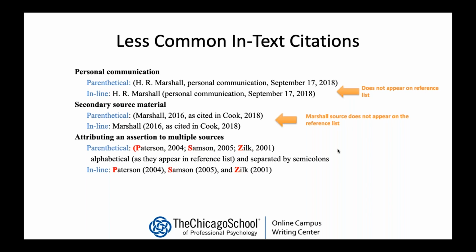When you're putting multiple sources into the same parenthetical citation, here's what that will look like. You'll list them alphabetically or as they appear in the reference list, so not chronologically. You're not going to list them by the year they were published. You're going to go ahead and list them by the alphabetical order of the last names. So they should appear essentially exactly how they are in the reference list for ease of finding them. Jacqueline wants to know, is Marshall the book you're reading from? No, so in the secondary source material, you are reading Cook, and Cook has cited Marshall. So Marshall is the secondary source cited in your primary source, Cook.